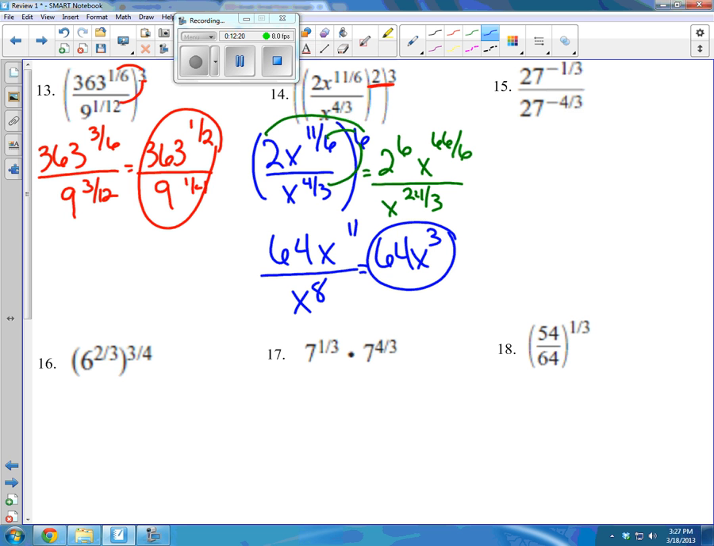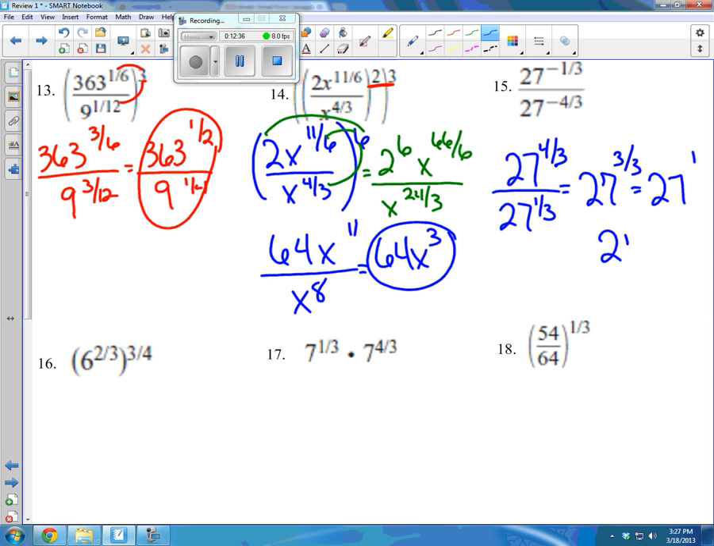All right, 15, a couple different ways I could do this. What I'm going to do is deal with the negative exponents first and switch them around. Now they're positive. And since the bases are the same, I'm going to subtract the exponents, which the 3/3 is the same as the 1st power, so my final answer is just 27.